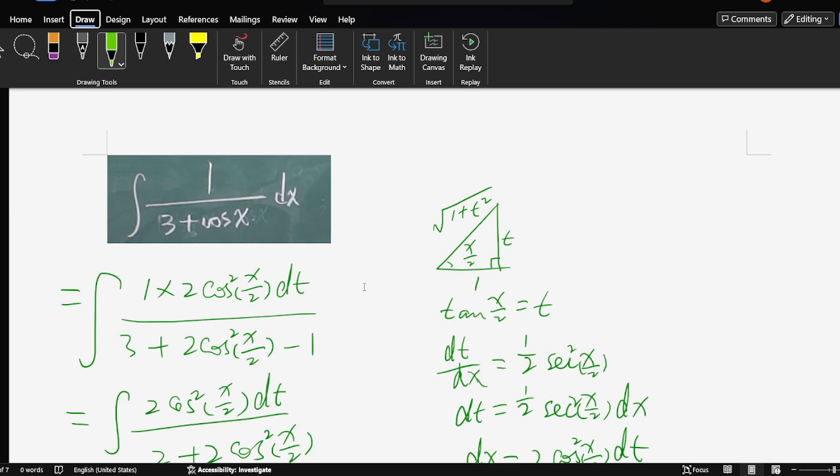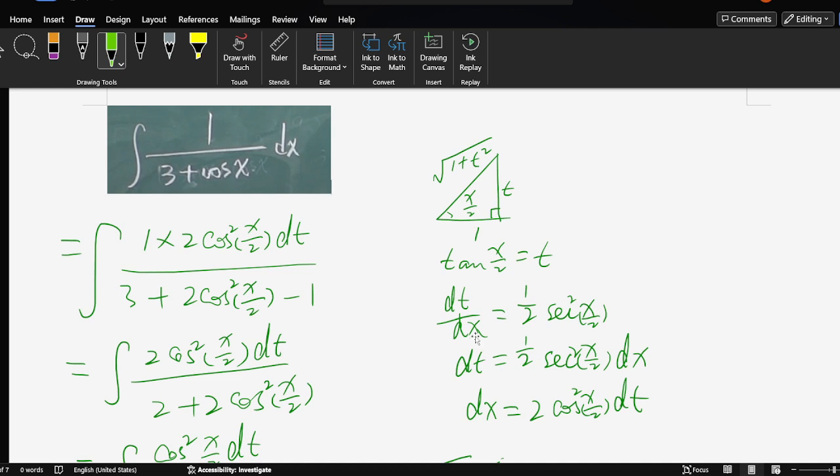Okay, now we have an integral question. For this kind of integral, we set a right triangle like this. The angle should be x over 2, so one side is t, another side is 1. So the hypotenuse is the square root of 1 plus t squared. Now we solve that: tangent x over 2 is equal to t.